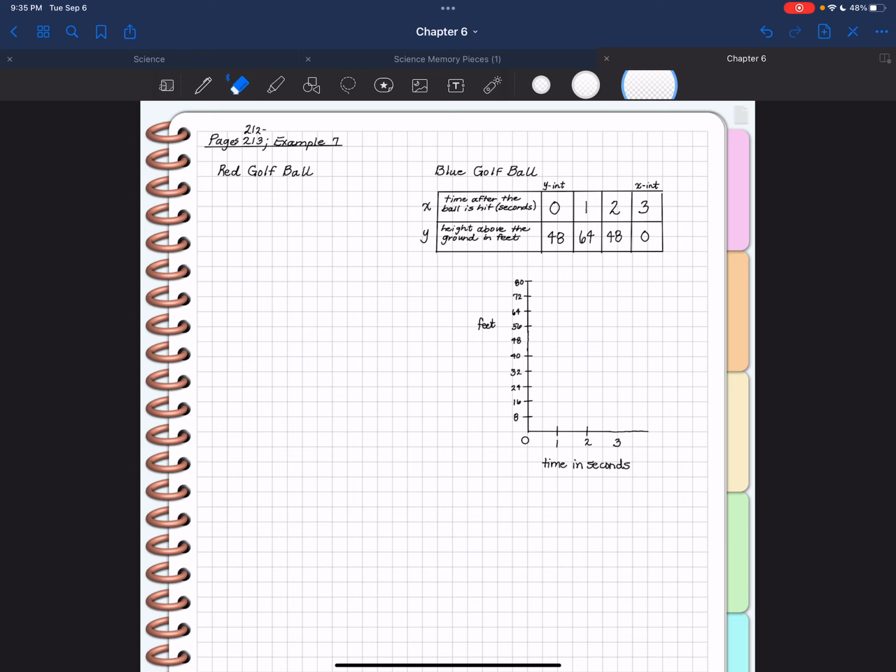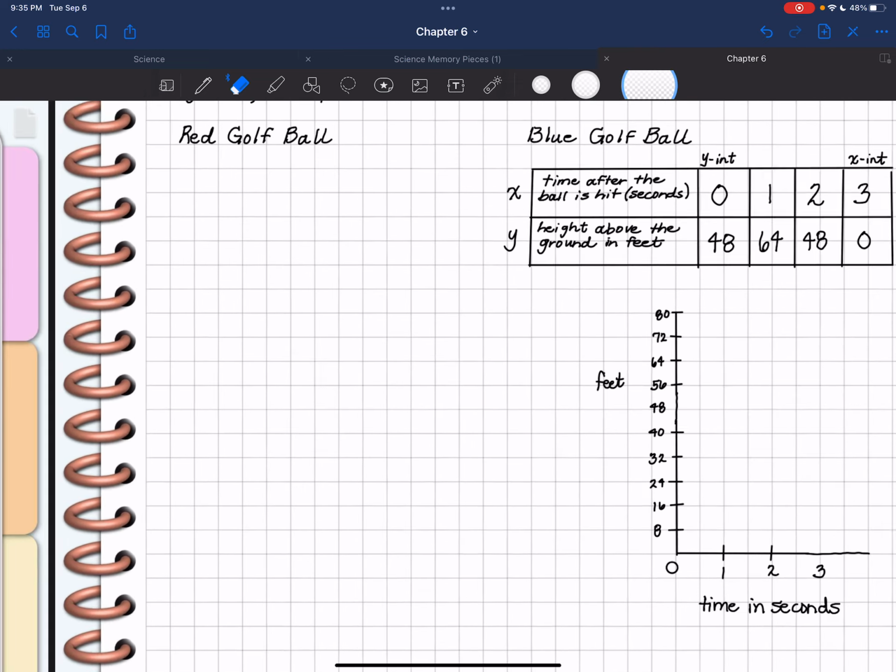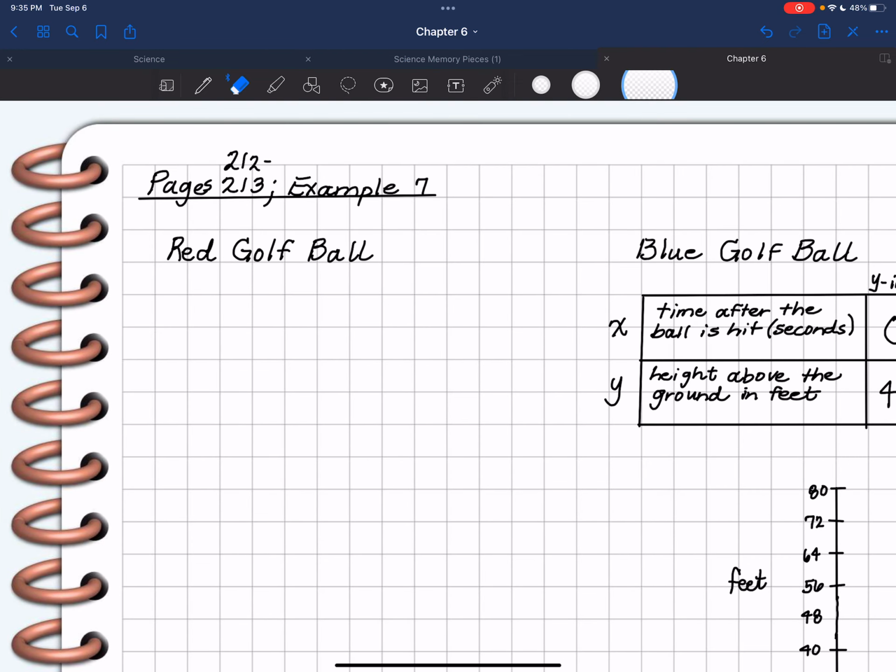A red golf ball and a blue golf ball were hit at the same time from a platform 48 feet above the ground. The equation and the table describe the motion of each golf ball. Which golf ball reached the ground first? The red golf ball is modeled by the equation y equals negative 16x squared plus 52x plus 48.